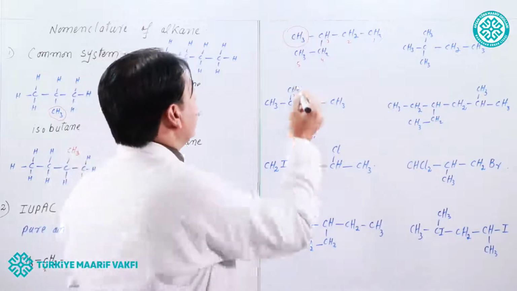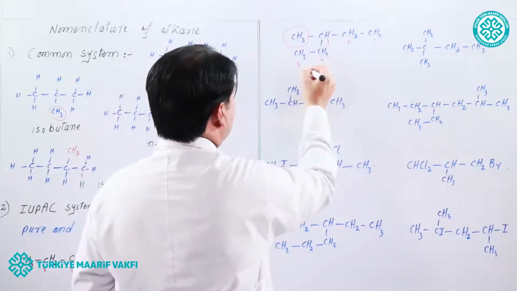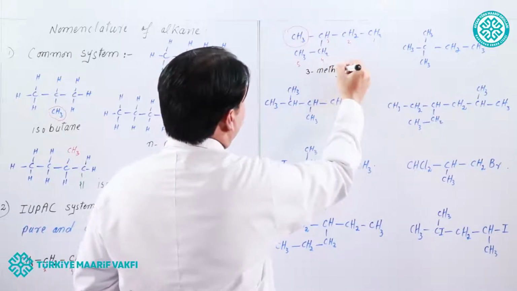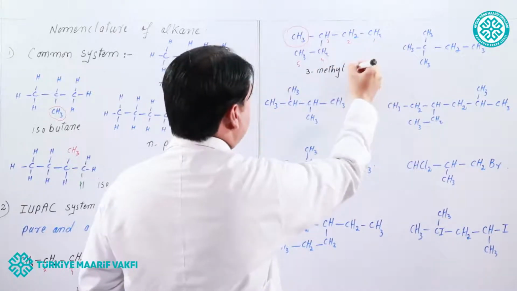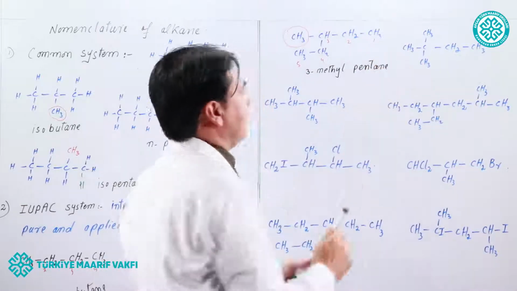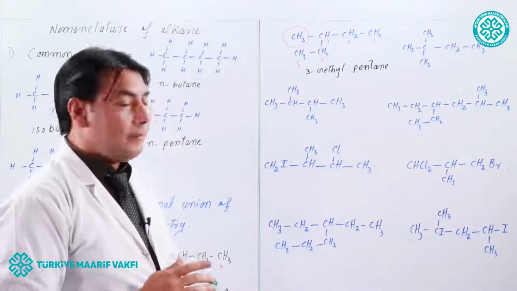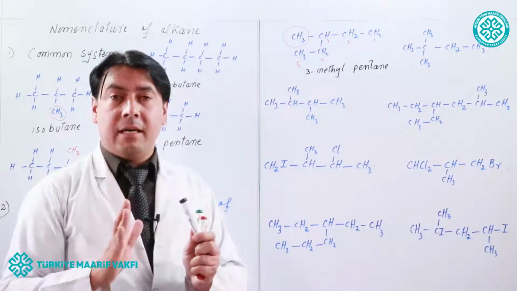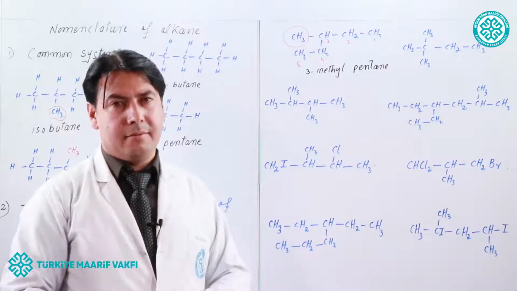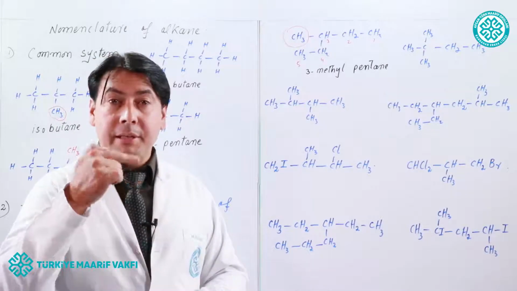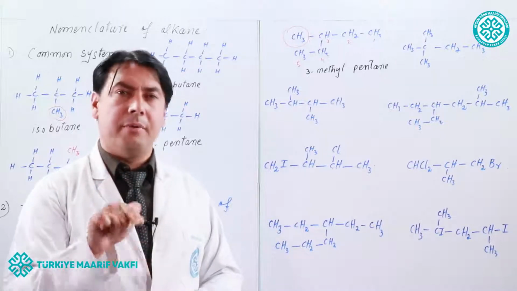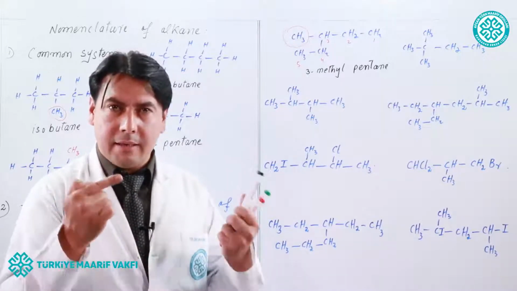So we have to mention the position of the substituent: 3-methyl. How many carbon? 5, pentane. The parent name of the chain is pentane. Now, if there is more than one substituent at the same carbon, we have to repeat the position of that carbon to which the substituents are attached.